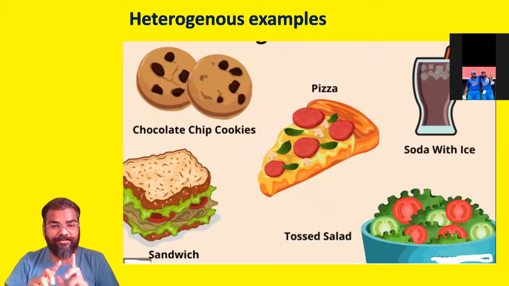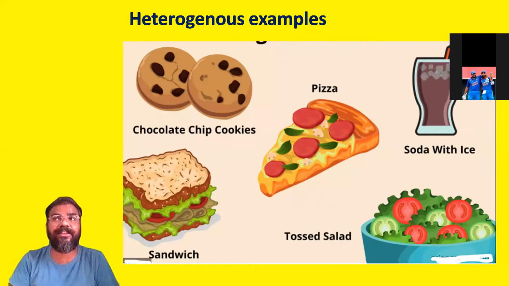Where you can find two distinct layers. You can see different layers or phases. So that is an example of heterogeneous.